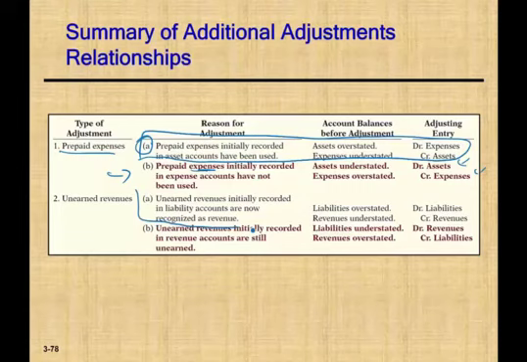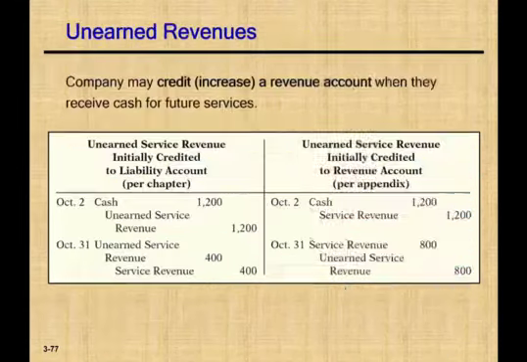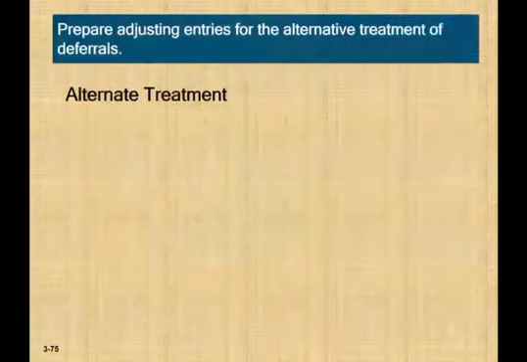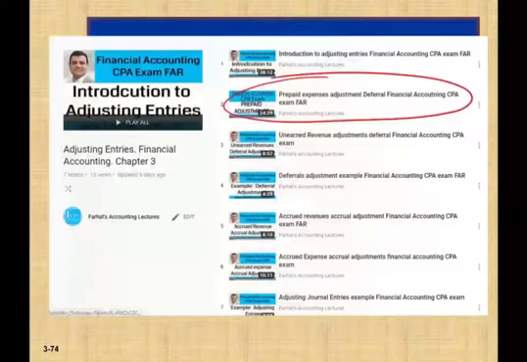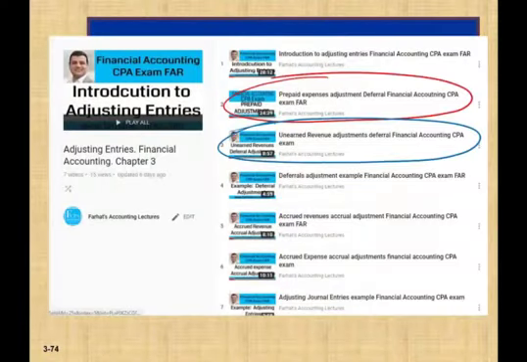And this is the traditional method for unearned revenue. And this is the alternative method for unearned revenue. Once again, if you don't know the traditional method, obviously you're going to be confused. This is the unearned revenue lecture for the traditional method.